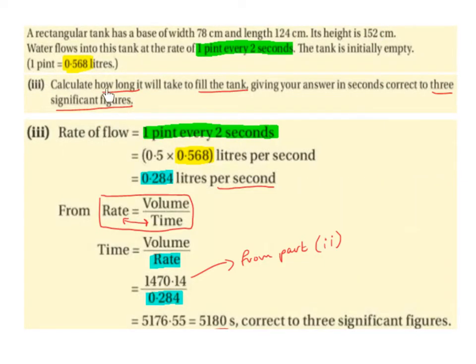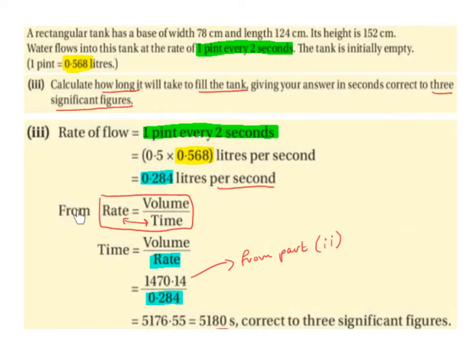Part 3. Calculate how long it will take to fill the tank, giving your answer in seconds correct to 3 significant figures. So the rate of flow is 1 pint every 2 seconds. We got that from the question. So we're interested in every second. So if 1 pint is equal to 0.568 litres, we got that from the question, we're going to half that to get per second. So a half times 0.568 will give us litres per second instead of per 2 seconds. We get 0.284 litres per second. So this is the rate of flow.